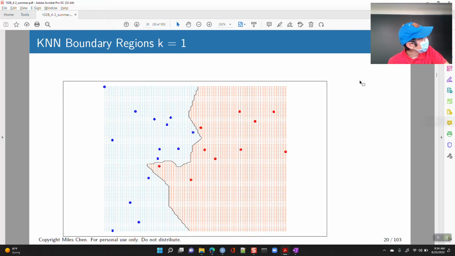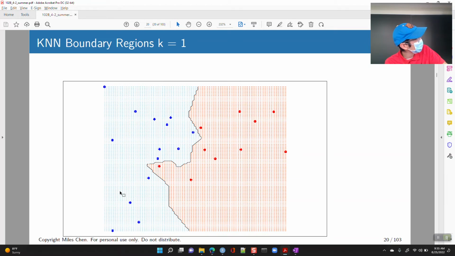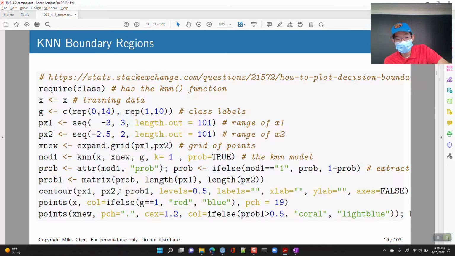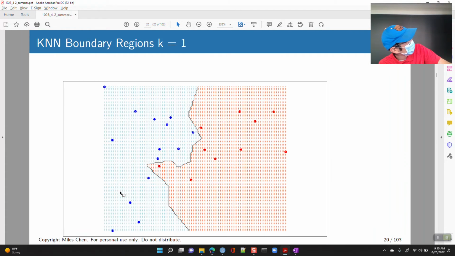is I have our same data set, the red points and the blue points. I think it's the exact same. If you look at where the red and blue points are here, they're in the exact same locations as here. Same exact training data between red and blue.